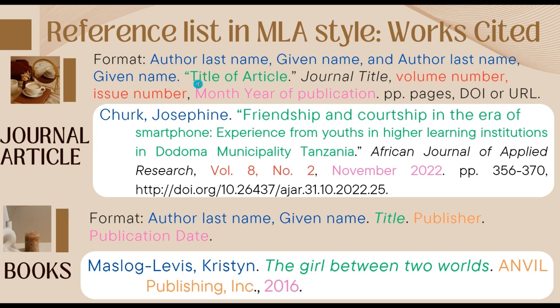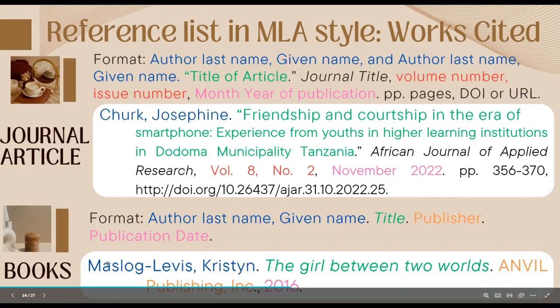Next is the title of the article in quotation marks. Journal title in italics, the volume number, the issue number, the month, the year of publication, the pages, and the DOI. Now, in APA format in the reference list, the year is placed after the author, but in MLA, the year is placed after the issue number. For books, same example. The author's last name and the given name are complete, title in italics, the publisher, and the publication date.